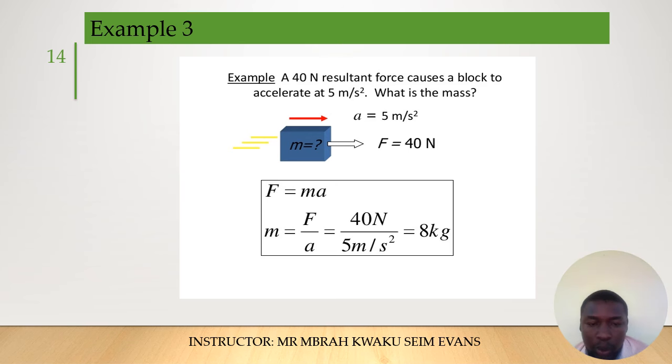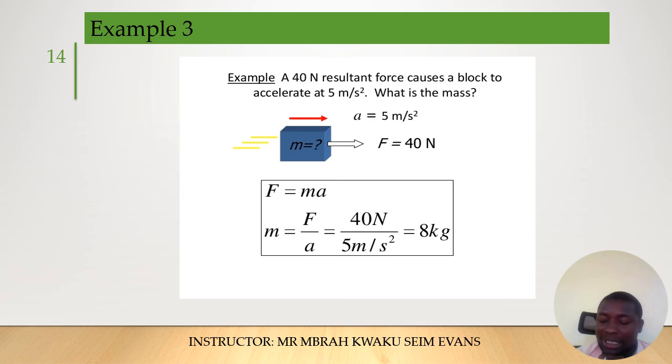So we do a bit of change of subject and we make M, the mass, the subject. Force is equal to mass times acceleration, so M is equal to force over acceleration. When you do the mathematics, we are going to find M as 8 kilogram.